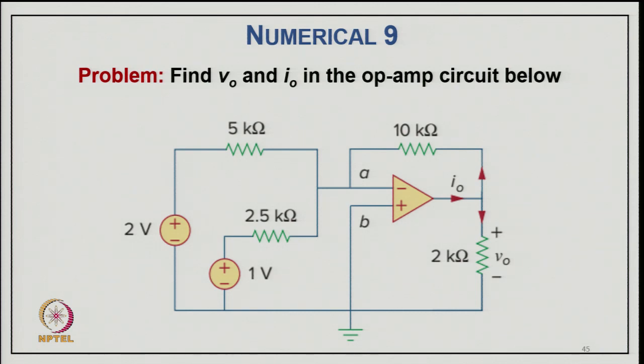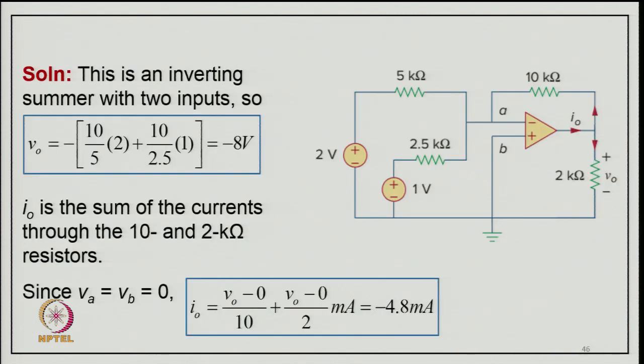Now, numerical problem 9: find the V 0 and I 0 in the operational amplifier circuit shown here. In this case, taking the figure, this is an inverting summer with 2 inputs. So, V o equal to minus 10 upon 5 into 2 plus 10 upon 2.5 into 1, putting the values of all the resistances, equal to minus 8 volt. And I 0 is the sum of the current through 10 ohm and 2 kilo ohm. So, V 0 equal to V a b equal to 0. So, I 0 becomes V 0 upon minus 1 by 10 plus V 0 minus 0 upon 2. So, it becomes minus 4.8 milliampere.